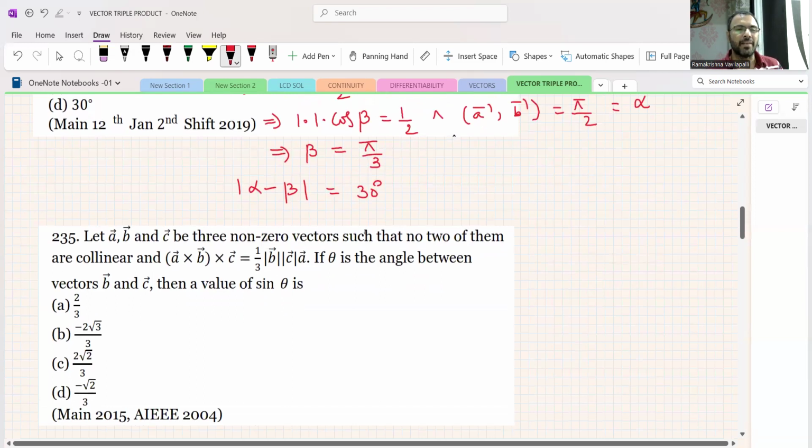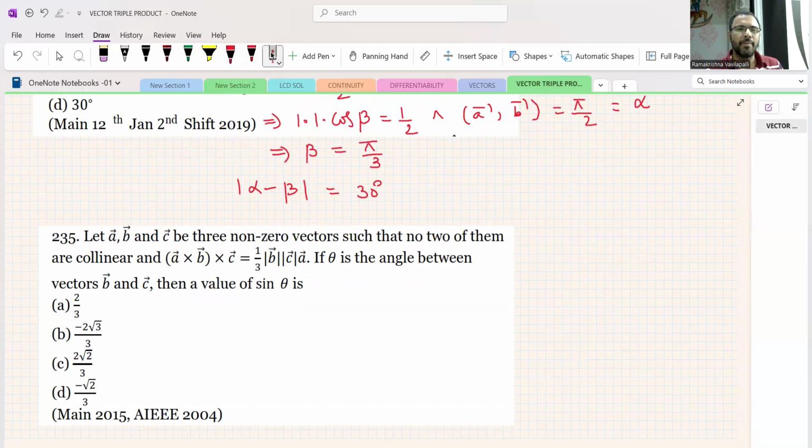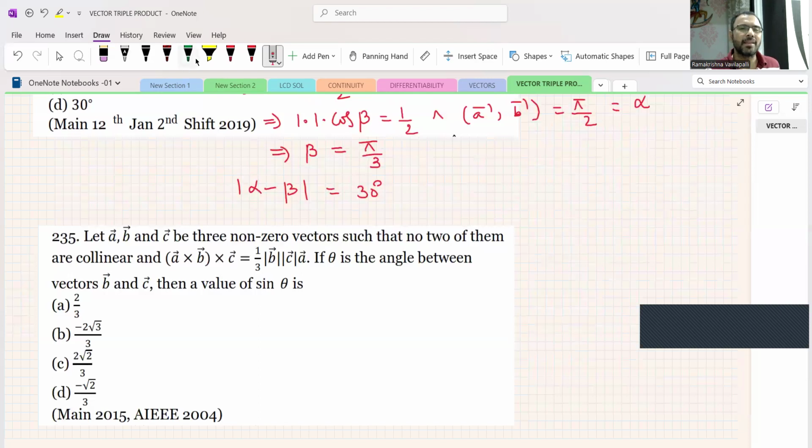Here it is a little bit different. Let A bar, B bar, C bar be non-zero vectors such that no two of them are collinear, otherwise you will get zero. Okay. So A cross B cross C is equal to 1 by 3 mod B bar mod C bar into A bar. Without hesitating, we will apply that same formula here too.